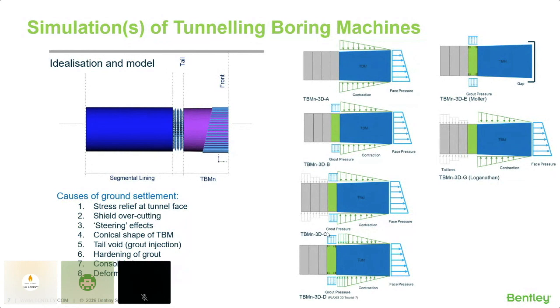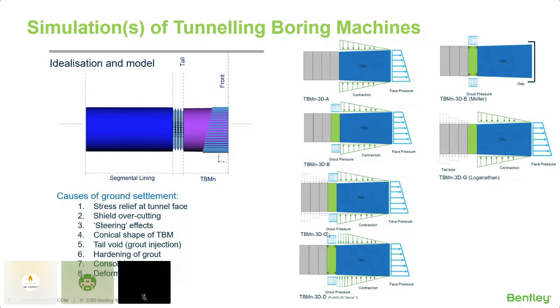So, depending on the experience and expertise in numerical modeling, one may choose different tunneling 3D models. The TBM and 3D is corresponding to the PLAXIS tutorial. You can see that here we have a face pressure, and for tunnel conicity we have a contraction, and then grout pressure.